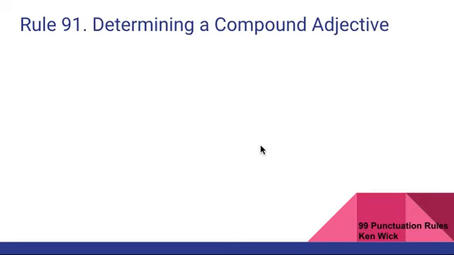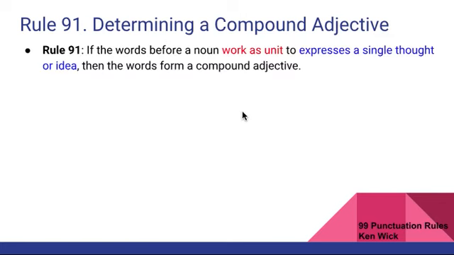So rule number 91, determine a compound adjective. If the words before a noun work as a unit, so together, to express a single thought or idea, then the words form a compound adjective. So I'm going to give some examples. The key is work as a unit, meaning they work together. So let's look at some examples and try to determine this.